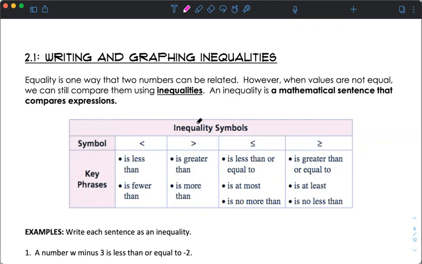So an inequality is another way of comparing numbers. It's a math sentence that compares expressions. These are our inequality symbols. So get familiar with the phrases that are associated with them.